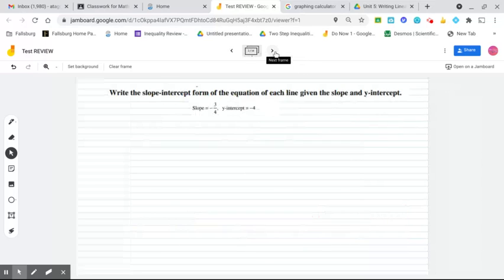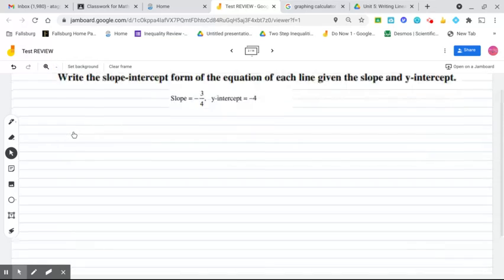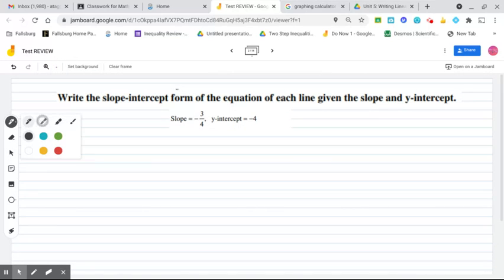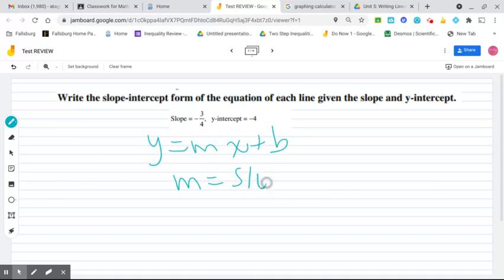So let's get started. Write the slope-intercept form of the equation of the line given the slope and the y-intercept. So remember, slope-intercept form is y equals mx plus b. Remember, m is your slope and b is your y-intercept.